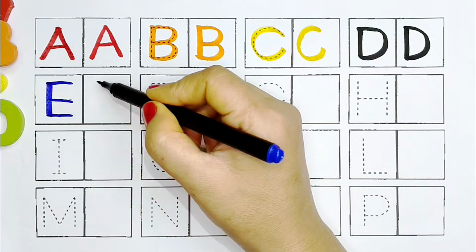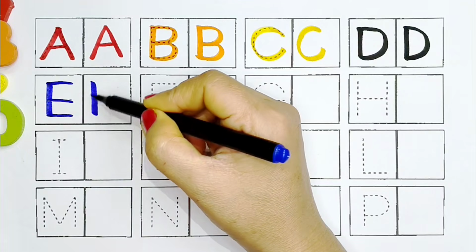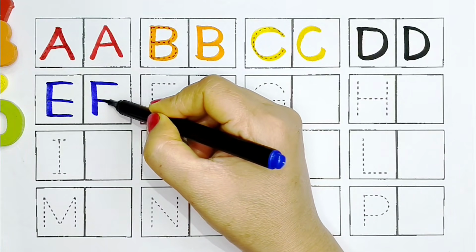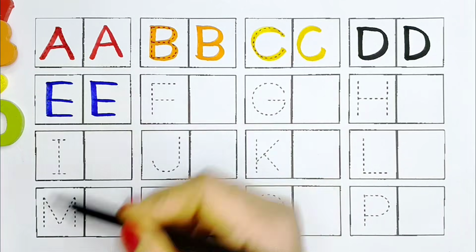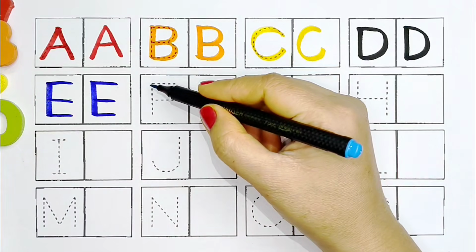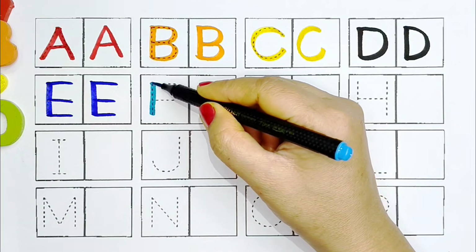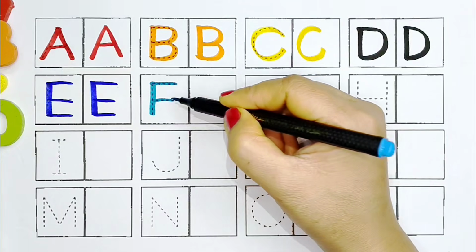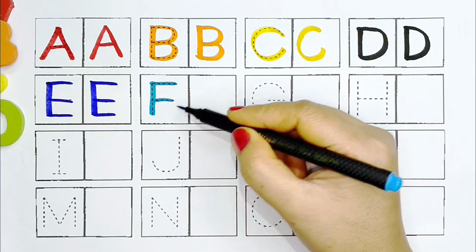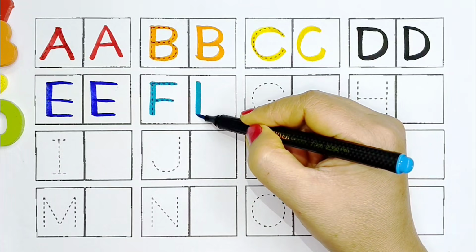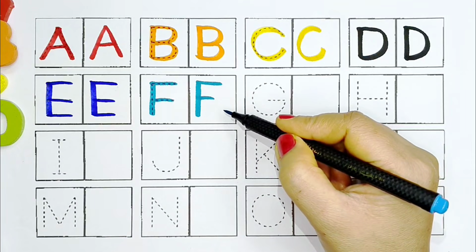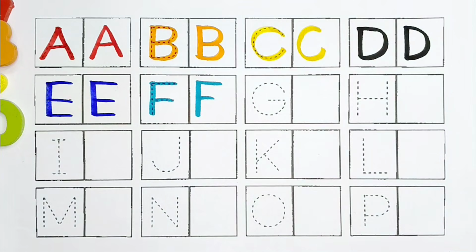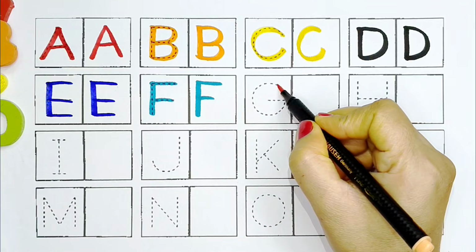E for egg. E for earth. Sky blue color. F for fish. F for fingers. Pink color.